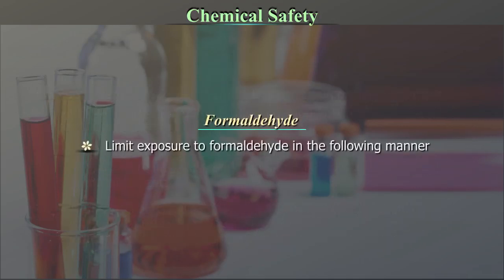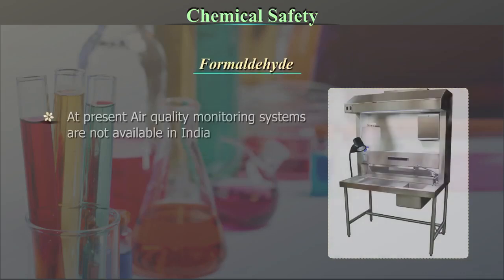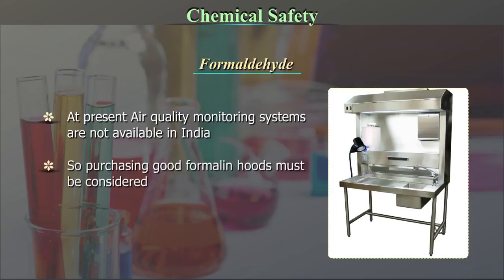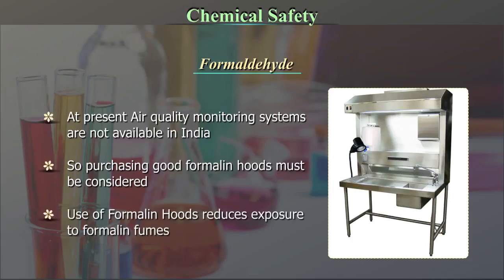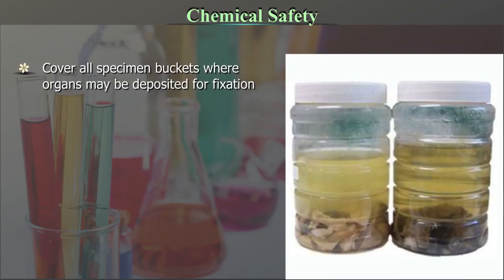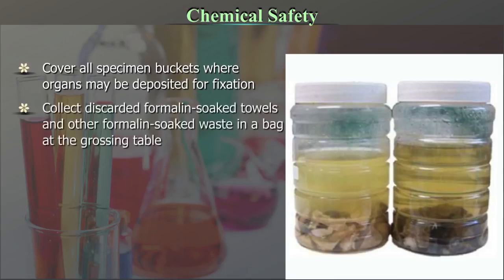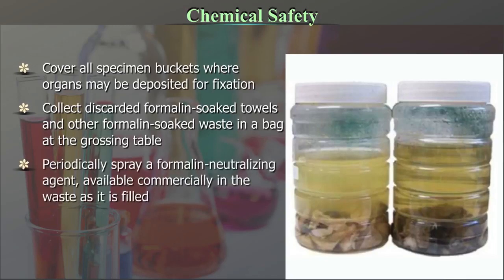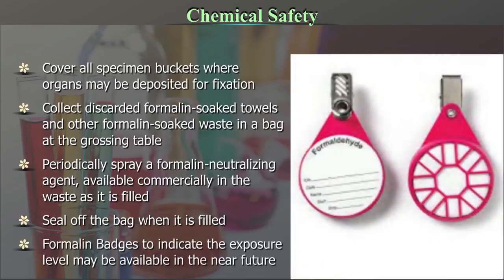Limit exposure to formaldehyde in the following manner. At present, air quality monitoring systems are not available in India, so purchasing good formalin hoods must be considered. The use of formalin hoods reduces exposure to formalin fumes. Cover all specimen buckets where the organs may be deposited for fixation. Collect discarded formalin-soaked towels and other formalin-soaked waste in a bag at the grossing table. Periodically spray a formalin neutralizing agent available commercially in the waste as it is filled. Seal off the bag when it is filled. Formalin badges to indicate the exposure level may be available in the near future.